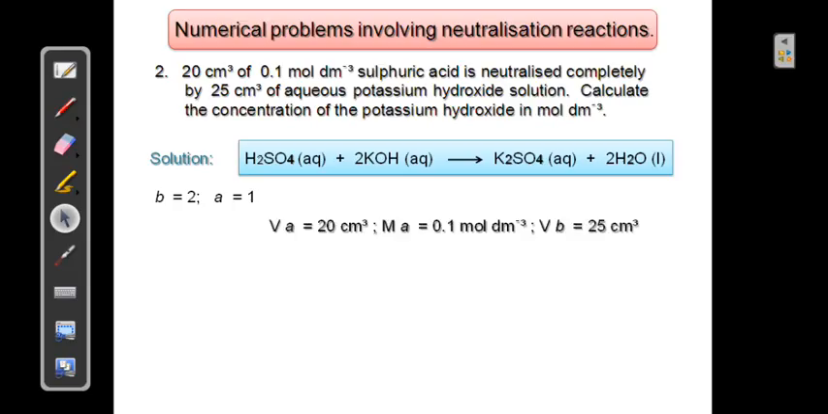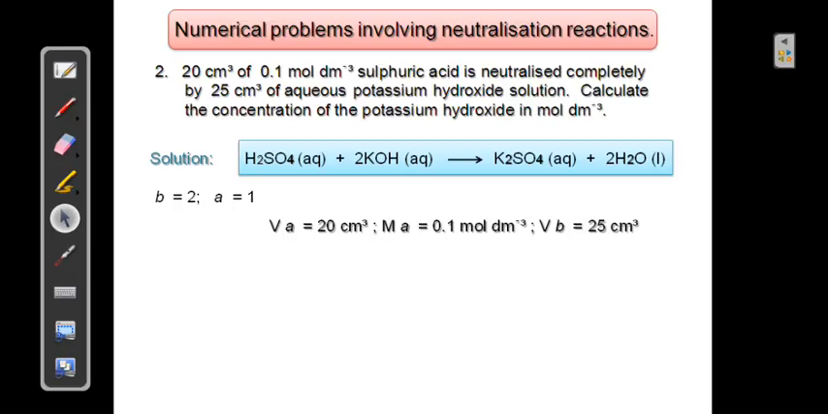And you have the VA, which is 20 cubic centimeter, and you have the MA at 0.1 mole per cubic decimeter. The molarity of acid is 0.1 mole per cubic decimeter, right? And then you have the volume of B, volume of the alkali at 25 cubic centimeter. So what do you require? You have the MA, but you don't have the MB. You have the VA, you have the VB, you have the MA, but you don't have the MB. So we are looking for the MB. What is the molarity of the alkali?